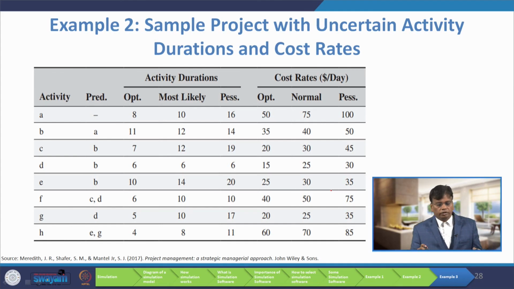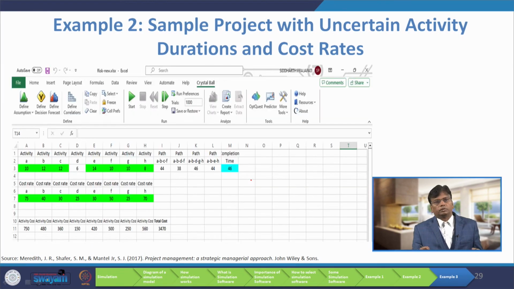Now, we will go to the next problem. This is similar to the previous problem, but here the cost rate is also given. Previously only time was given. Here the cost for optimistic time, normal time and pessimistic time is given. So, apart from the duration of that activity, we are going to consider the cost of completing that activity also, and simulate it.